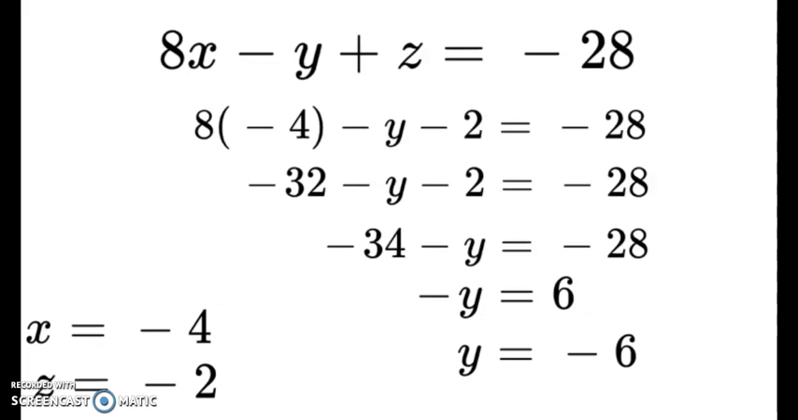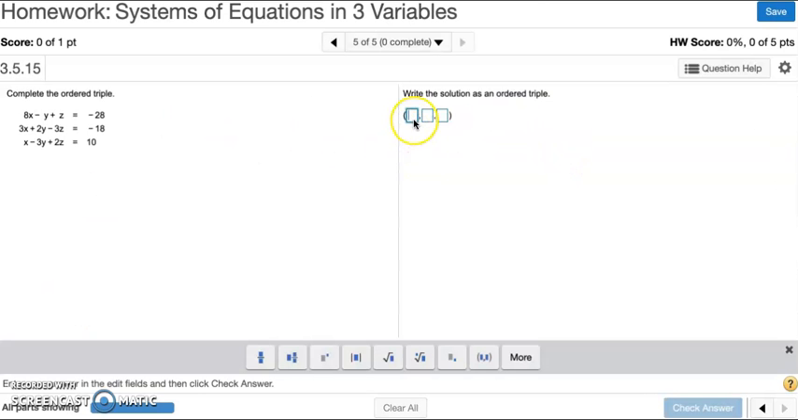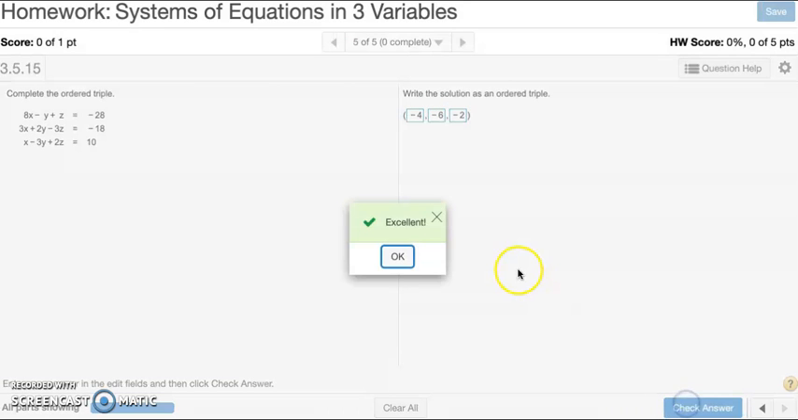So now I have my full solution. x is -4, y is -6, and z is -2. So let's type that in. So you type in -4, -6, -2. And that's your answer.